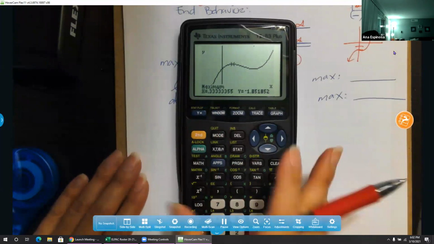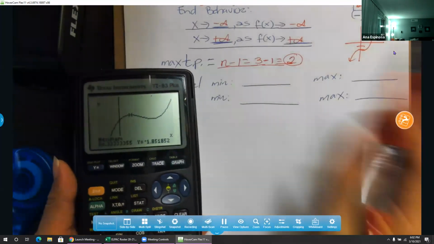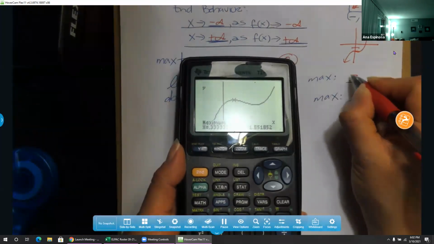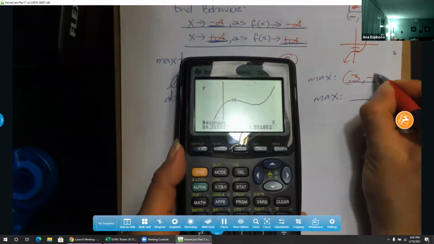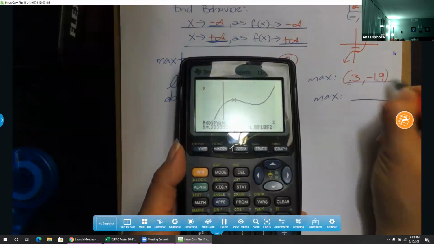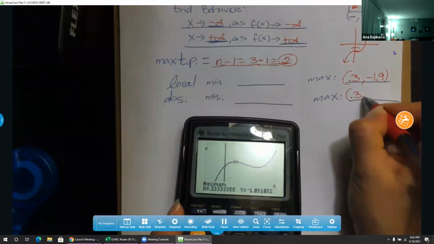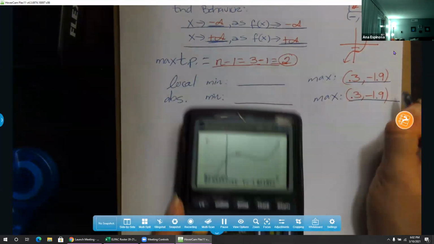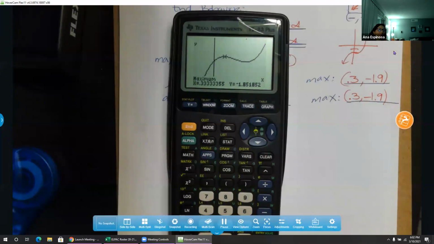Then you're not guessing. So the local max, because there's only one, that's 0.3. You can just round to the nearest tenth. And this one's -1.9. And that's both the local max and the absolute max, because that's the highest of the highest. There's only one anyway. Okay.